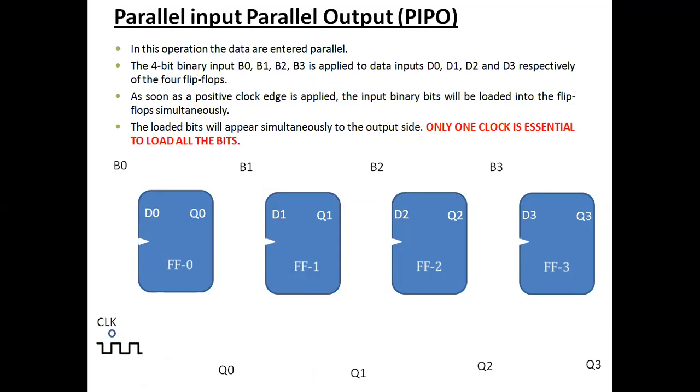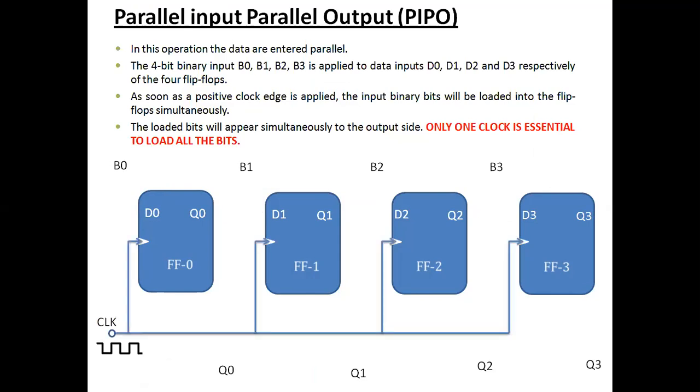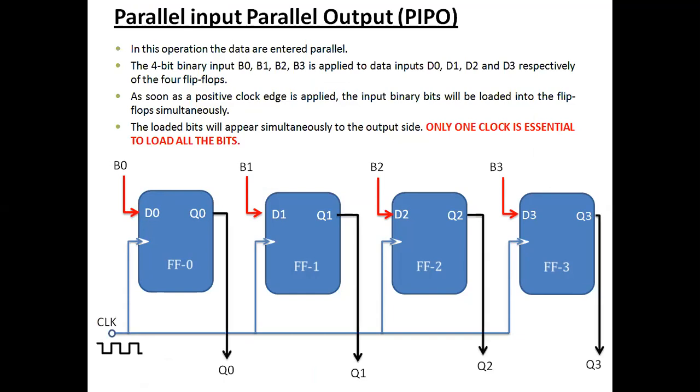Parallel in, parallel out. So this is basically a buffer register. In this operation, only one clock pulse is required to load all the flip-flops as well as to take an output. So here B0, B1, B2, B3 are the inputs, and Q0, Q1, Q2, Q3 are the outputs. When we apply the inputs B0, B1, B2, B3 and apply the clock pulse, all the data comes to the outputs: B0 at Q0, B1 at Q1, B2 at Q2, B3 at Q3. So only one clock pulse is required to load the data in the register.